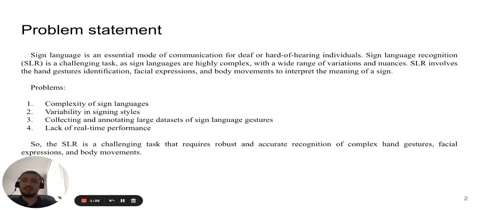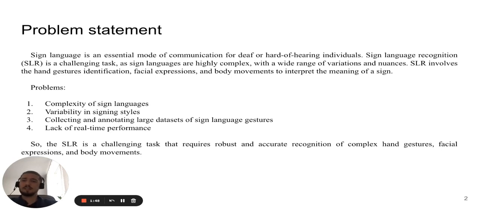One of the main challenges in sign language recognition also is collecting and annotating large datasets of sign language gestures, which are required to train and evaluate machine learning models. This can be particularly difficult for sign languages that are not widely spoken or documented. The limitation of SLR is the lack of large-scale annotated datasets. While there are several datasets available for SLR, they are relatively small, limiting the performance of machine learning algorithms.